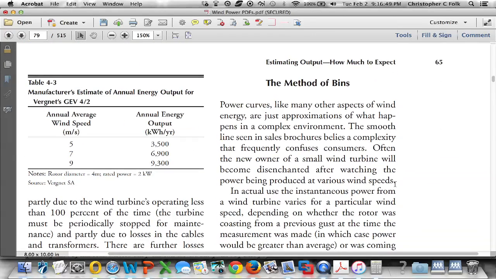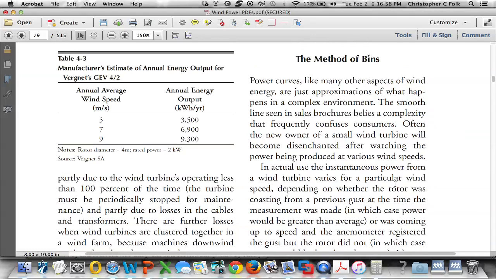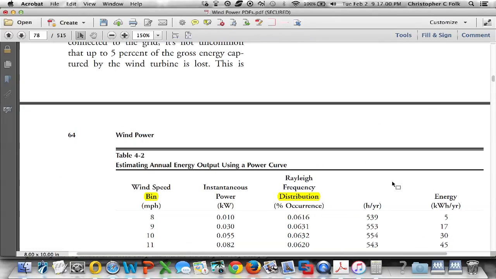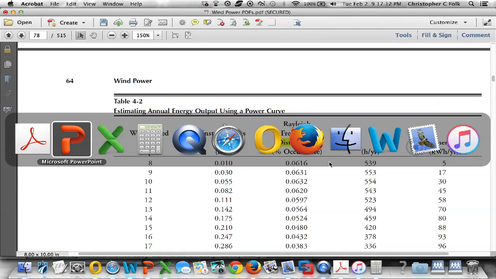So they call this thing the method of bins, right? And so the method of bins, when you're reading the textbook, makes you think like it's a whole separate thing. No, that is used as part of our power curve. Notice here on this table 4-2, it actually tells me this is a bin. Okay, and we look at our distribution, which again was the Rayleigh distribution that's been mentioned many times.